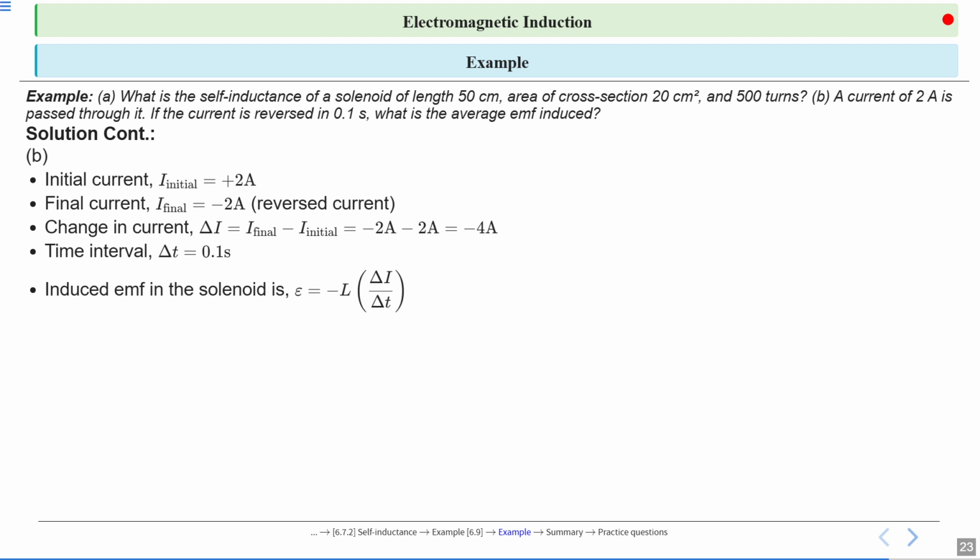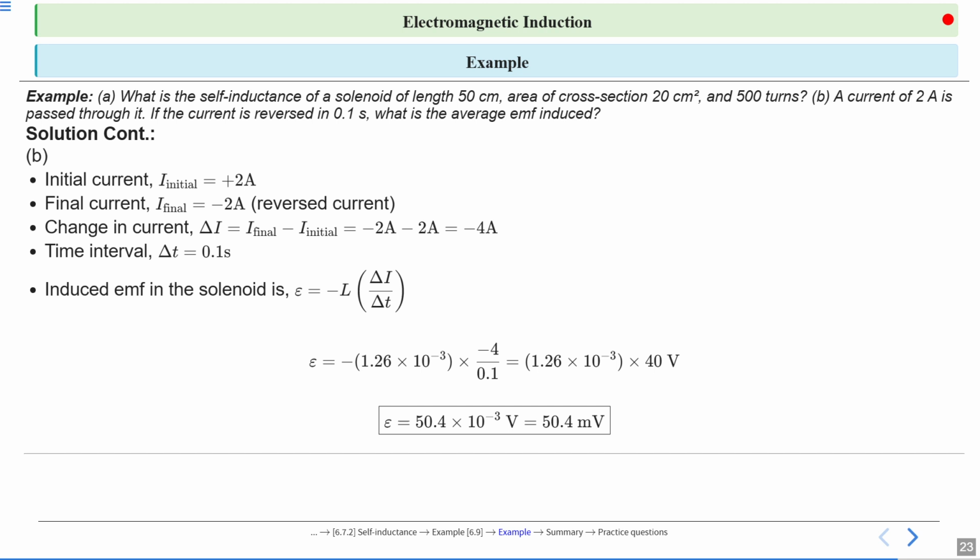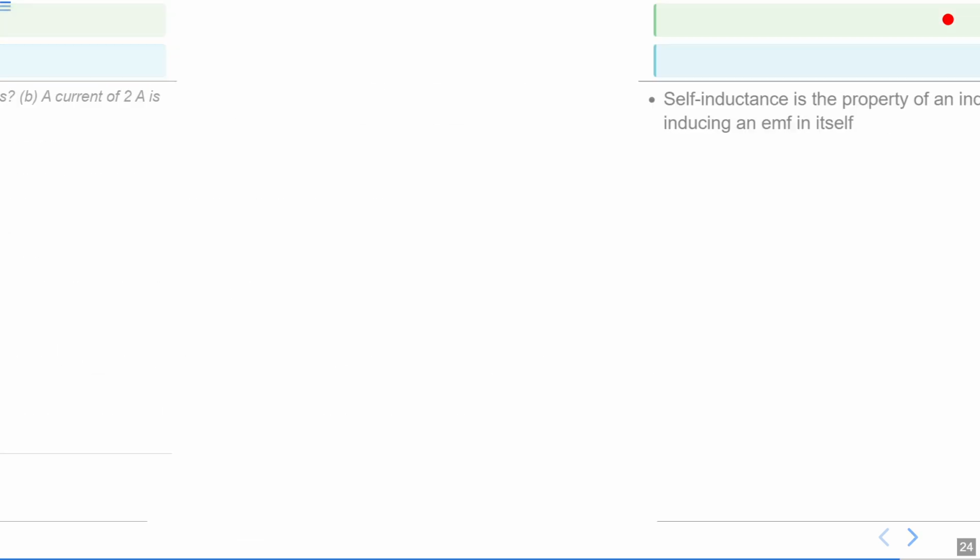So epsilon is equal to minus L delta I upon delta T. After putting the values of delta I, delta T and L, we get minus 1.26 into 10 to the power minus 3, where L we have calculated in part A, into minus 4 upon 0.1, which is equal to 1.26 into 10 to the power minus 3 into 40 volt. So epsilon will be equal to 50.4 into 10 to the power minus 3 volt, which is 50.4 millivolt. So this is the induced EMF in the solenoid.